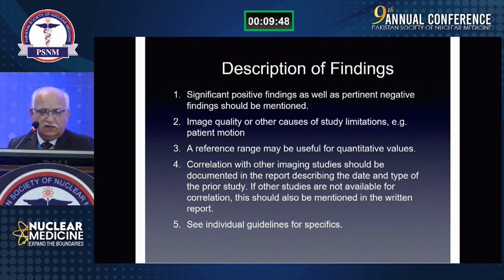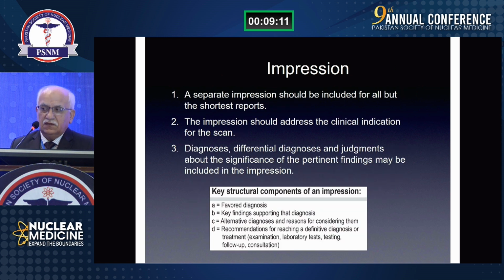Then we put significant positive findings, and pertinent negative findings should also be mentioned. Image quality or other causes of study limitation, such as patient motion, again need to be mentioned. The reference range may be useful when we use quantitative parameters. And the correlation with other imaging studies should be documented in the report, describing the date and type of the prior study. If other studies are not available for correlation, this should also be mentioned in the report. And we should also see the individual guidelines specific for these things.